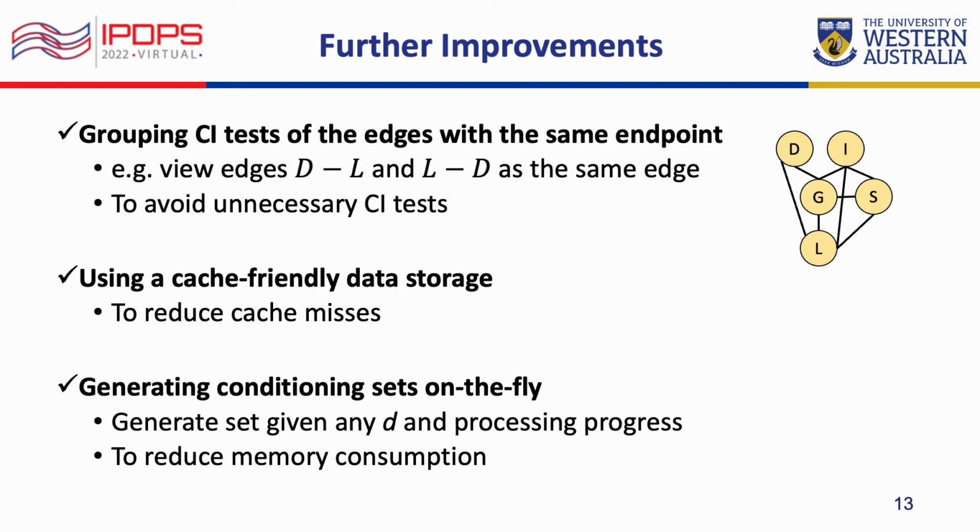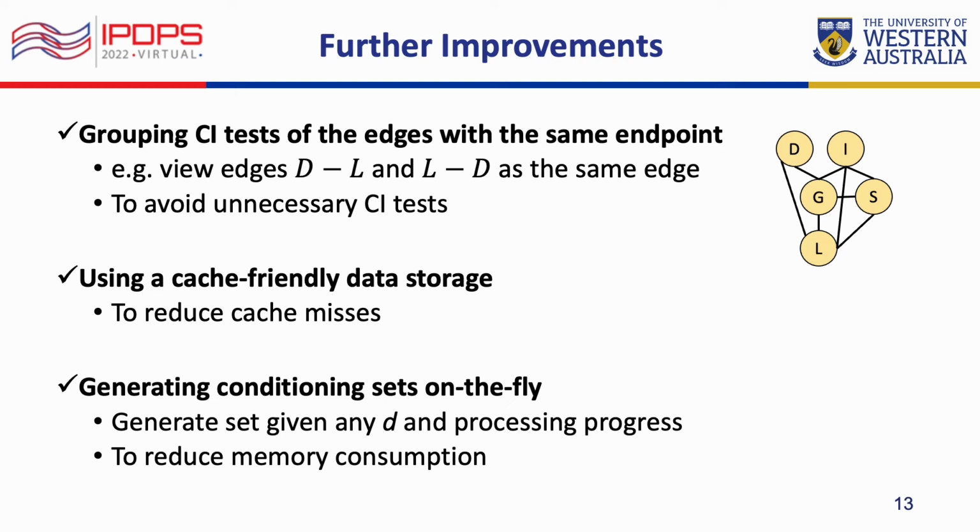First, we group CI tests of the edges with the same endpoints. In the original algorithm, the edges with the same endpoints, such as HDL and HLD, are processed separately. It is inefficient, because in this case we find D and L are independent given G when testing HDL. Then the test for HLD does not need to be performed. So we will use such 2 edges as one edge to reduce the unnecessary CI tests. And our work pool also contains the processing progress with regards to the state of each step it's currently in.